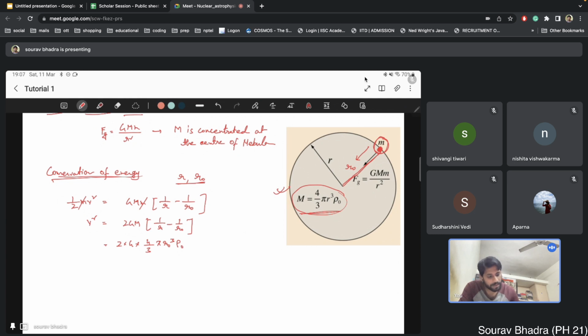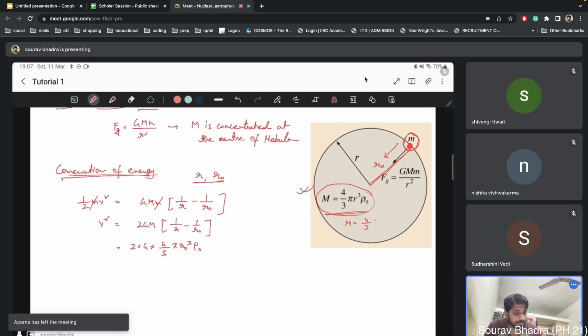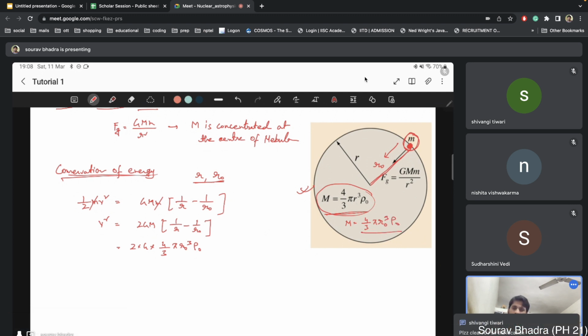Why did I put r0 instead of r? Because I am considering that the initial distance of the mass was r0. So it will feel the effect of the mass, which is r0 cube of rho 0. So you can see this r is actually r0, no problem in that.